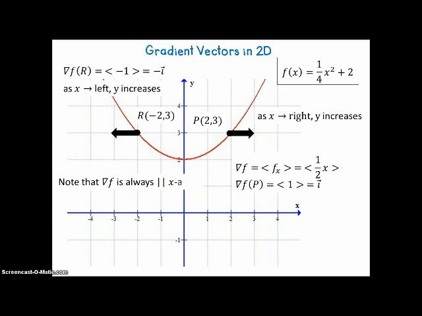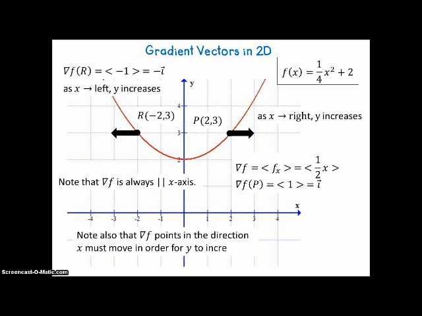Note that the gradient is always parallel, in this case, to the x-axis. So it's parallel to the x-axis in 2D, and in 3D, as we saw previously, and as we're going to look at again, the gradient is always parallel to the xy plane, because the xy plane is the domain of our function in 2 variables, whereas the x-axis is the domain for our function in 1 variable. Note also that the gradient points in the direction x must move in order for y to increase. Okay, so we're going to build on that in the next slide.